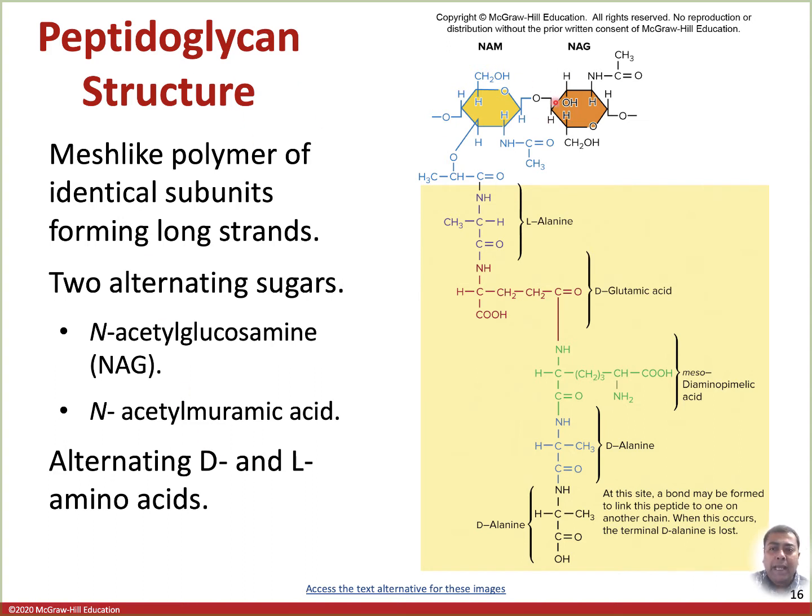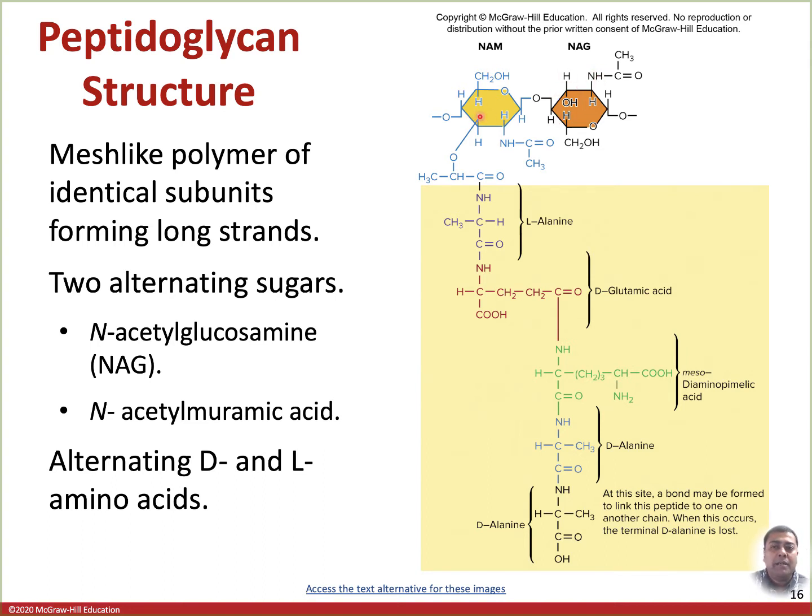The peptidoglycan structure is made up of two alternating modified sugars, which are derived from glucose. The first one is N-acetylmuramic acid. There's a carboxyl group in here. That's why we call it an acid. Whereas this is N-acetylglucosamine, where you have an amine group right here, and that's why we call it N-acetylglucosamine.